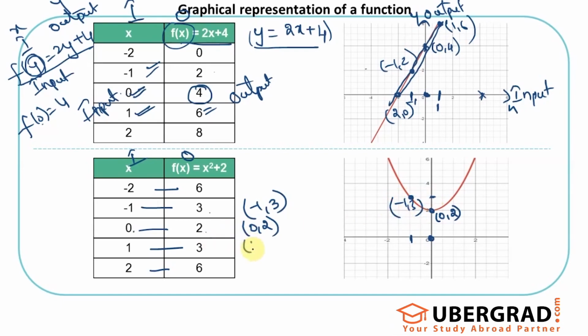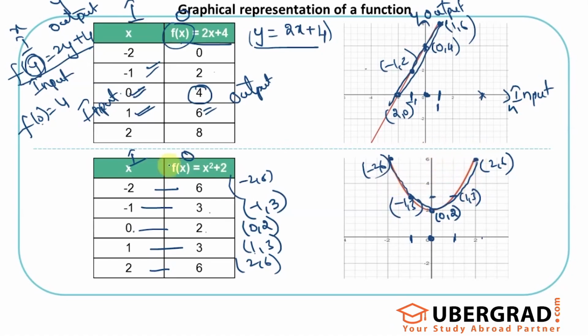Now input is 1, output is 3. So this is x and this is y. Right, 1 comma 3. And this is 2 comma 6. Input is 2, output is 6. I just need to plot 2 comma 6. 2 is here, 6 is here. 2 comma 6. And similarly here also I'll see minus 2 comma 6 for this, minus 2 comma 6. And similarly I get this curve to be created. Right, that's how I can create or I can read the curve.